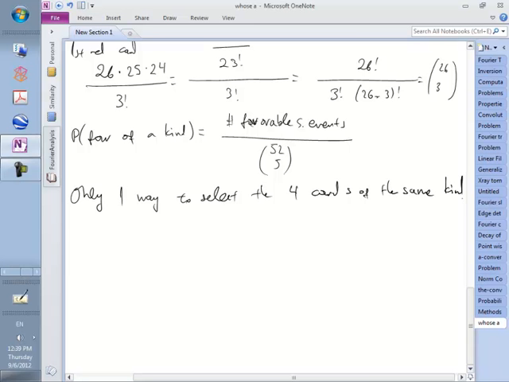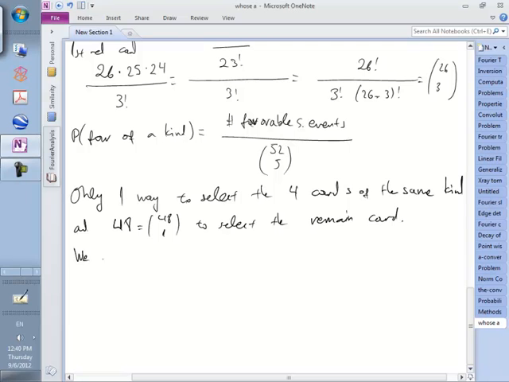And the remaining card is any one among the 48, okay? We have no restrictions for the remaining card. 48 choose 1 will give you 48. Okay? The correct answer is 48 choose 1, but it will give you 48 if you do the algebra. So we have one way to select the 4 cards of the same kind and 48 ways, which is 48 choose 1, to select the remaining card. That's for one kind.